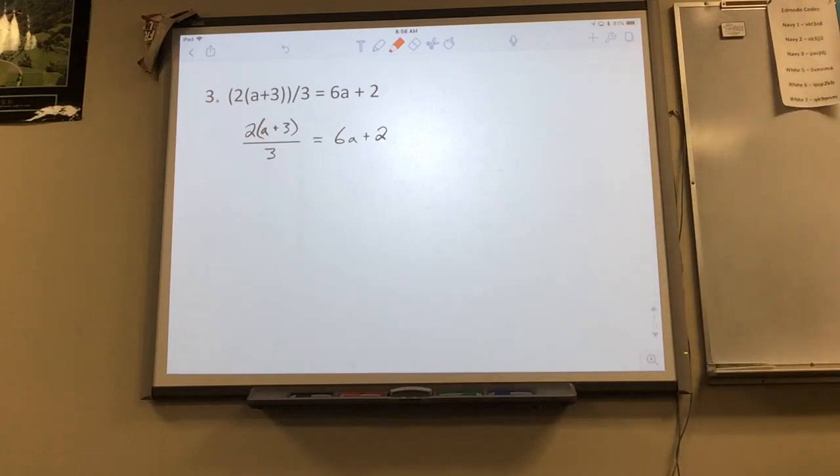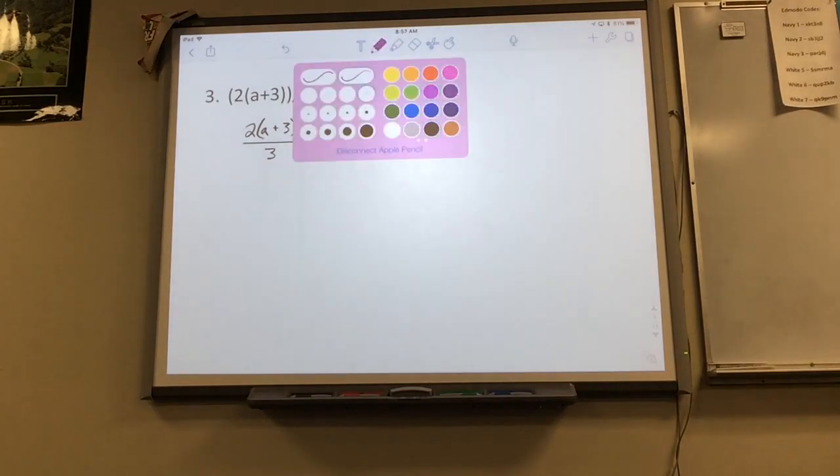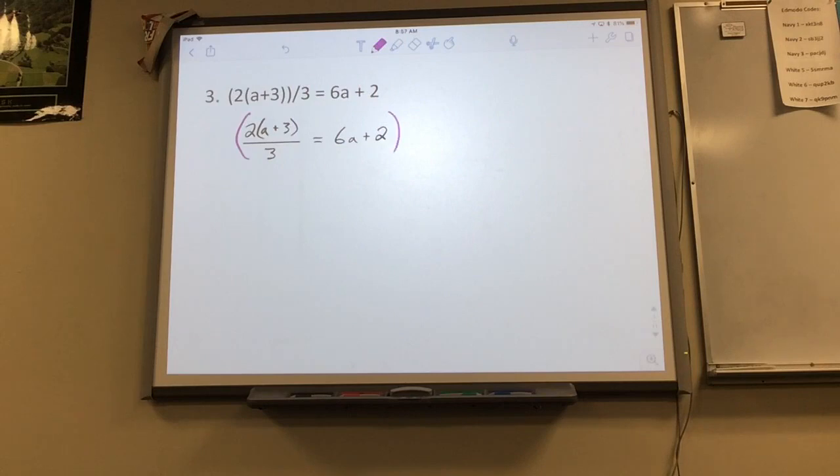Okay, there's only one fraction in this entire problem. So it's very easy to figure out what our least common denominator is. What's our least common denominator? 3, because there's only one denominator. So take everything and multiply it by 3.